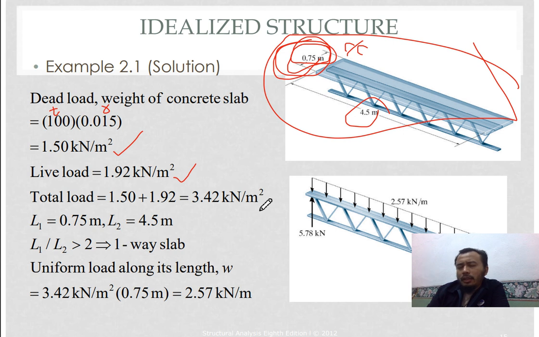So the total load is the total of this dead load and live load, but it differs based on the design code. Some design codes put some weightage in front of the live load and the dead load, but without the factor of safety. So this is your loading, 3.42, times your load.